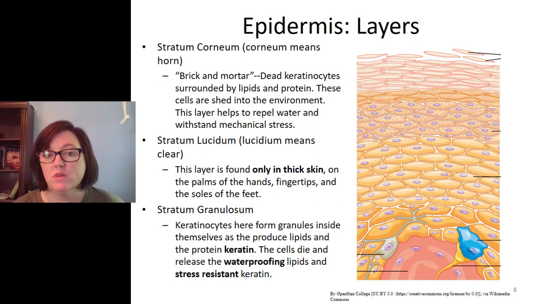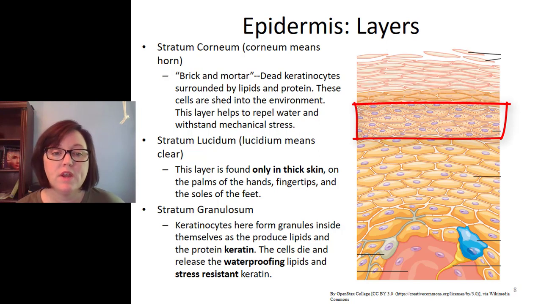The stratum granulosum is next. So the stratum granulosum is found just deep to the stratum corneum in thin skin and just deep to the stratum lucidum in thick skin. The word granulosum is referring to granules that can be seen inside of the keratinocytes in this layer. So the keratinocytes in this layer are alive and about to die.